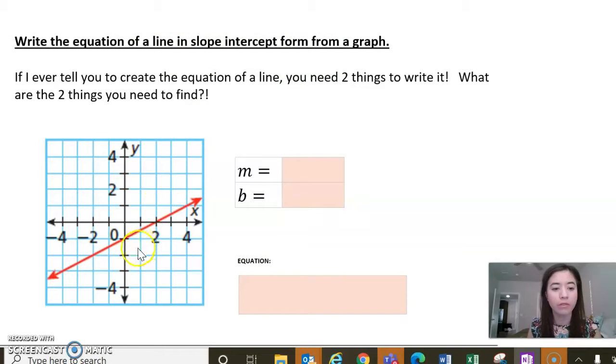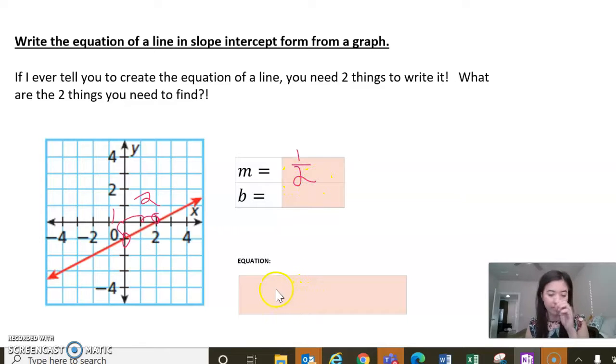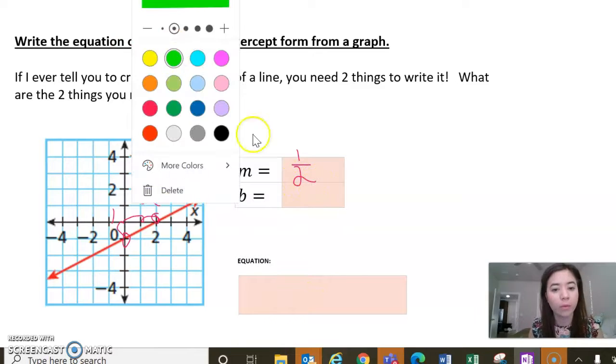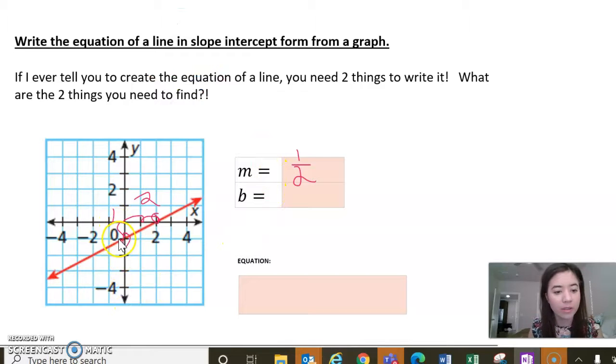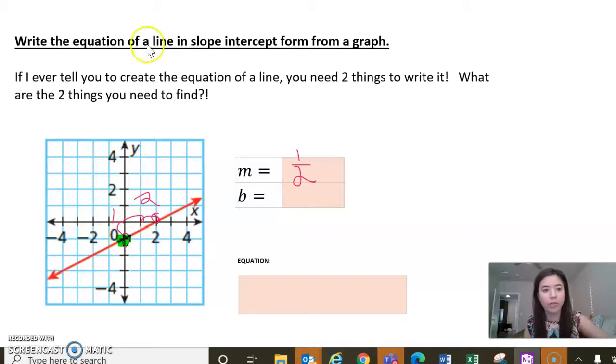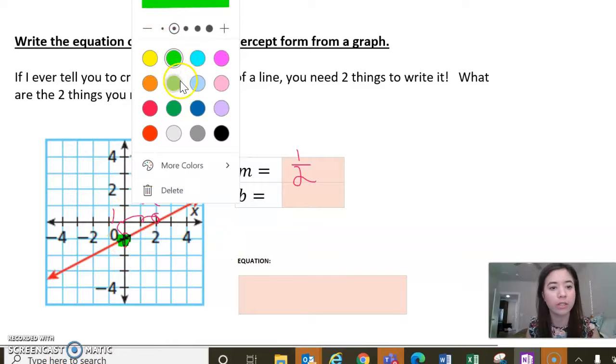Okay, so let's go ahead and find the slope. I see a clear point here and here. So that means I have to go up 1 over 2. So my rise is 1 over 2. And then we have to find our y-intercept, where the line crosses that y-axis, which is right here, at one box below. So that means my y-intercept was -1.